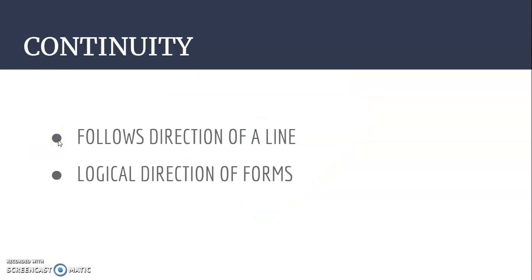Next, we have continuity, and continuation occurs when the eye is compelled to move through one object and continue to another object. Continuation can be a valuable tool when you're doing designs and you're trying to guide the viewer's eye in a certain direction. With our eyes, we follow directions of a line, and through continuation, we are also able to follow the logical direction of visual forms.